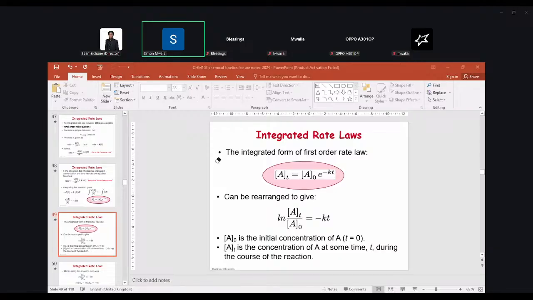So these two are used. You can use any of these two. They mean the same thing, the integrated rate law for a first order reaction. You can use any of these two.